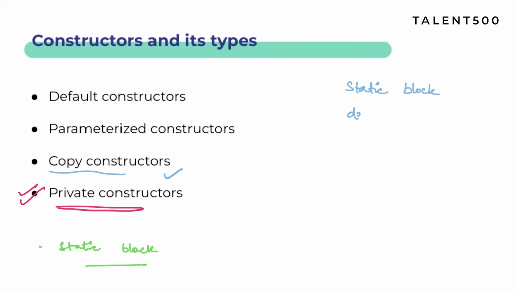After that, your default constructor. And post that, all the others. Of course, for the parameterized and copy constructors we will be needing some parameters, but for these two we do not need any parameters.